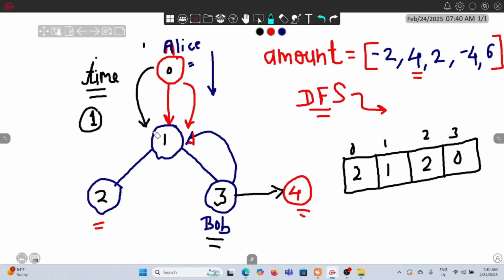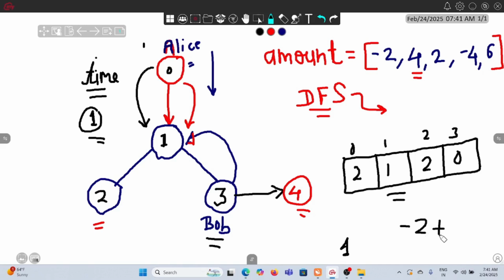The distance of this node from Bob is 1, and the time taken by Alice to reach this node is also 1. In this case, both of them are reaching simultaneously. So if time equals Bob's distance, we have to divide the amount by 2. Let's take an example. When Bob moves from 3 to 1, Alice also moves to 1. At opening 0, what amount would Alice have got? It is -2.